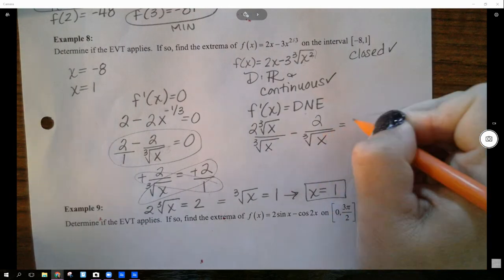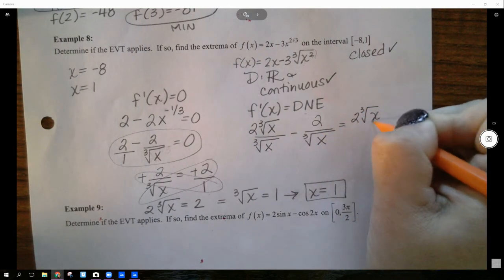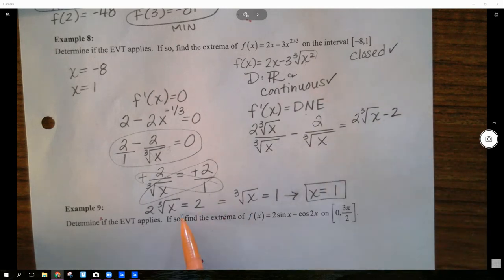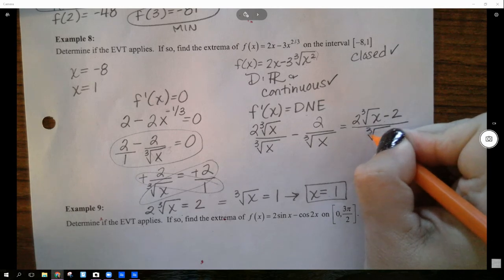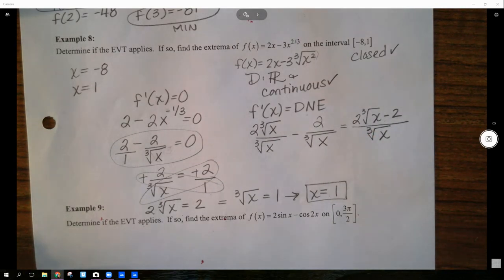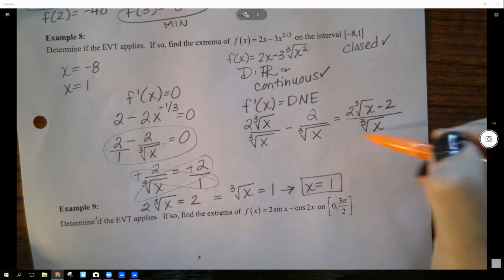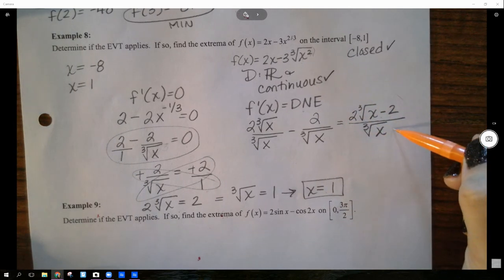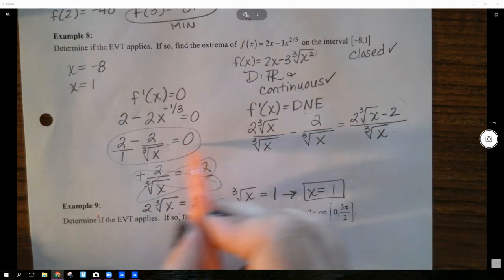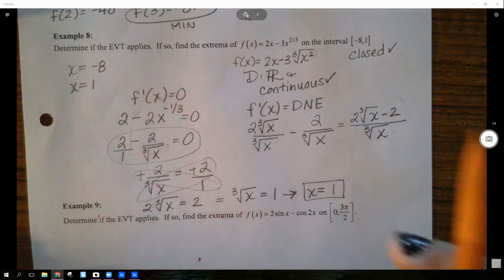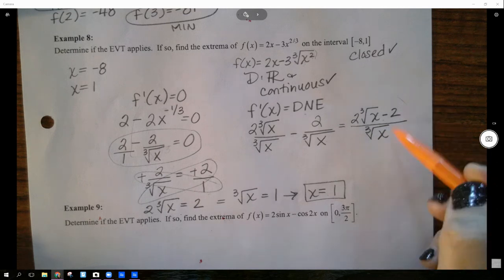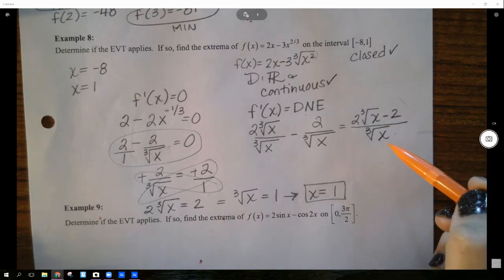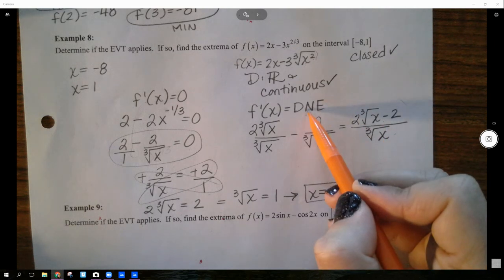So the main idea here is, and we did get that down here, that's the numerator, 2 cube root of x minus 2, but the denominator is cube root of x. And so you have this rational expression representing the derivative. Okay, remember this all came from taking the derivative. We're not really concerned about it equaling something. This is just the derivative rewritten as one big fraction. That's all that is. I want to know where this doesn't exist.